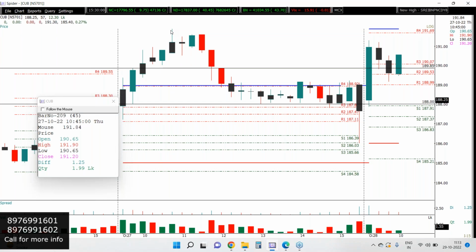The simple concept is that when a candle is crossing resistance 4 with the previous day high, then we can expect a bullish move. Because suppose the previous day high is lower than R4, and a stock is closing above that, then R4 will act as a resistance. So if a candle is crossing both resistances, then we can expect a good move. So this is example 1.